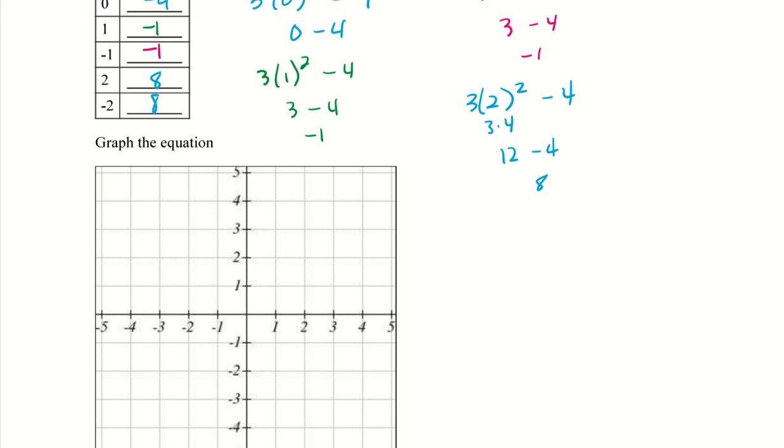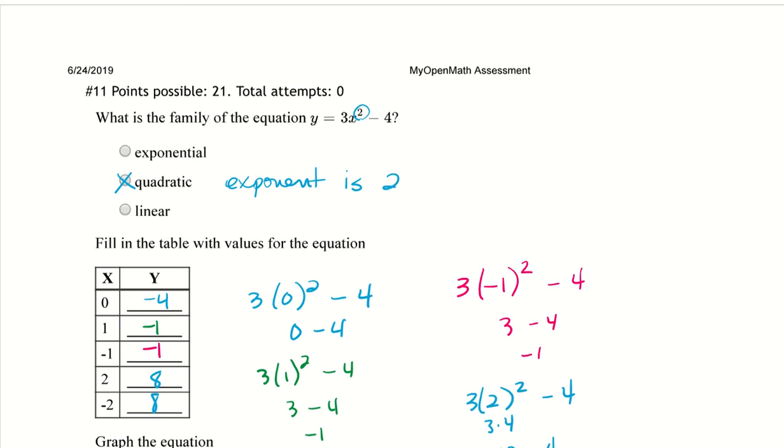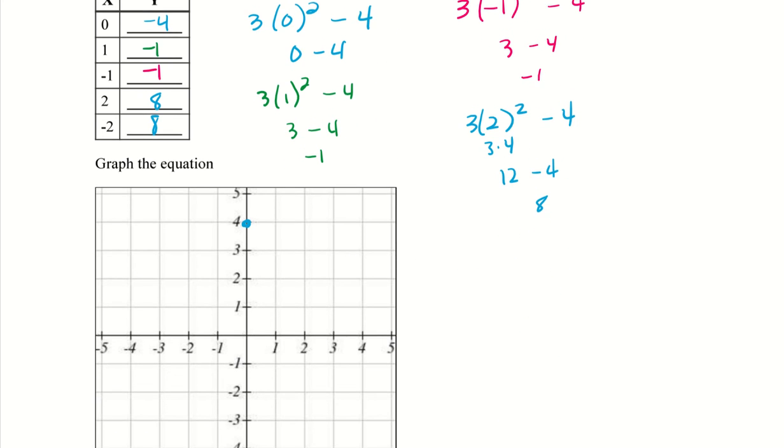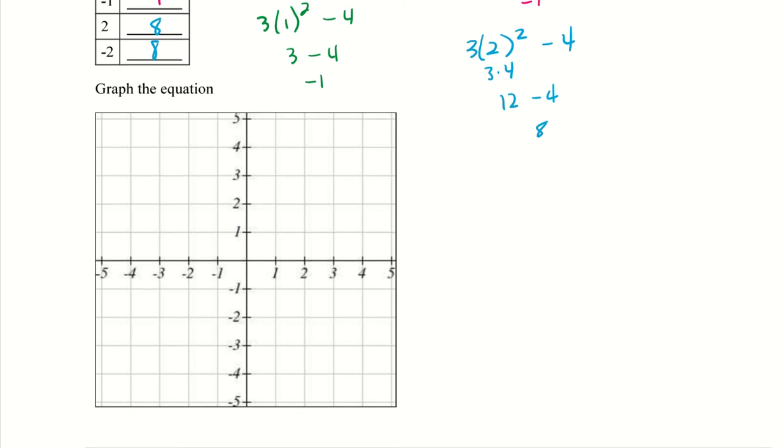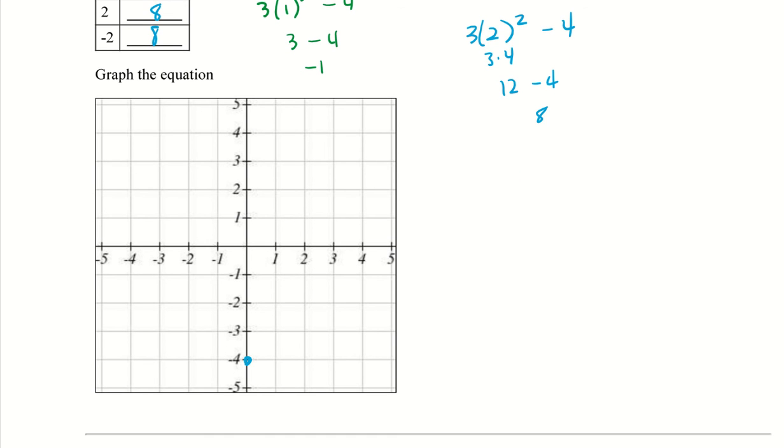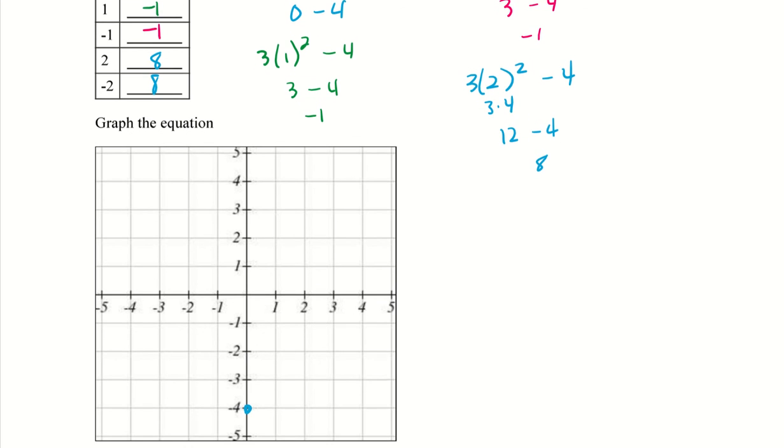When I plot these, let's see, 0 and, oh, that's why it should be negative 4. And then 1 and negative 1, negative 1 and negative 1, and then 2 and 8, negative 2 and 8. And I can't plot those, but it's going to be kind of this curved V shape.